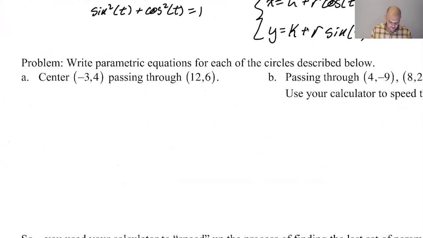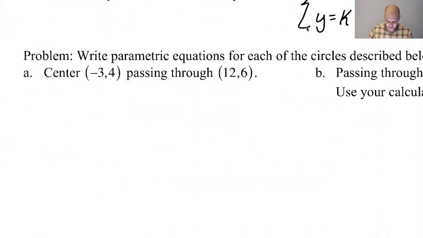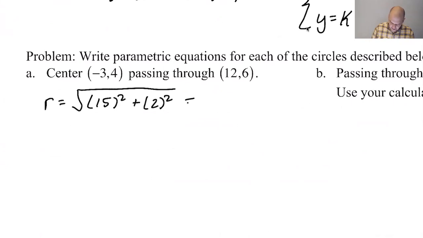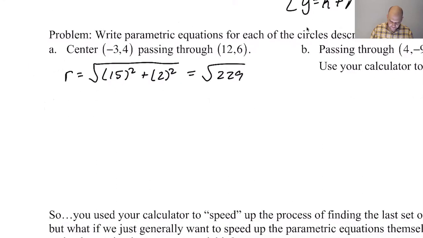So we want our center to be (-3, 4), and we're going to pass through (12, 6). What we don't know right away is the radius. So let's find the radius. The radius is a distance formula. So 12 minus -3 is 15, and then 6 minus 4 is 2. So that's radical 229, I think. Okay, and then the center is (-3, 4).